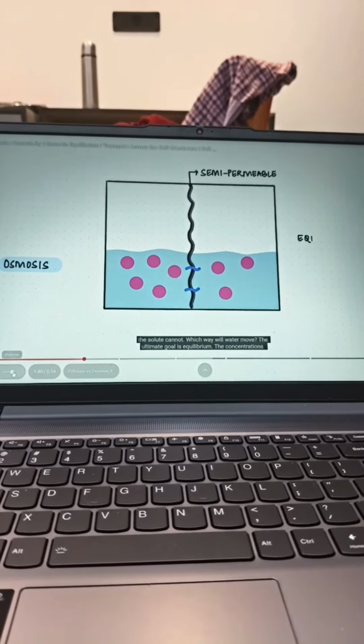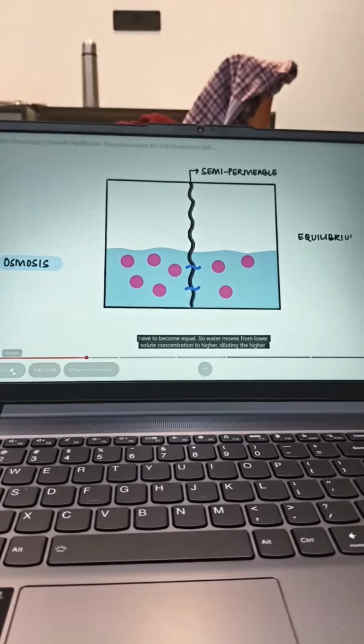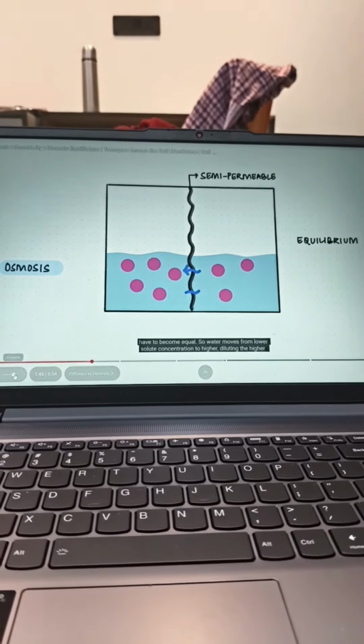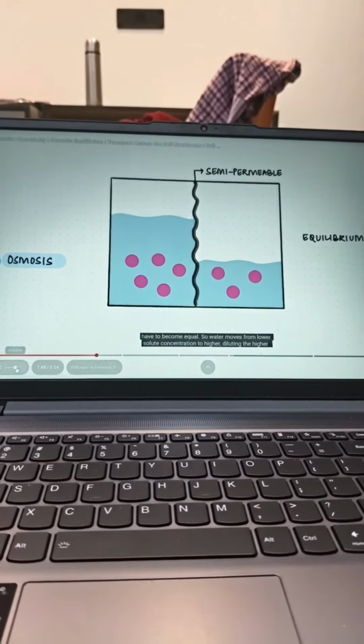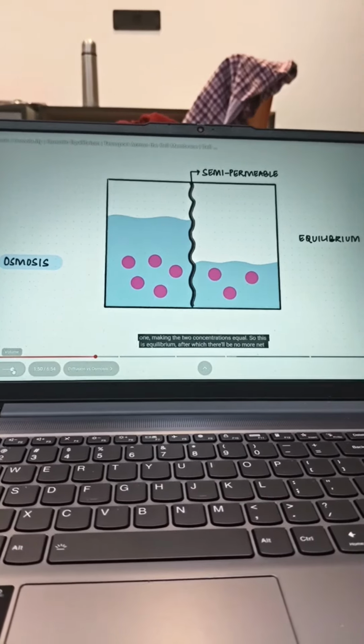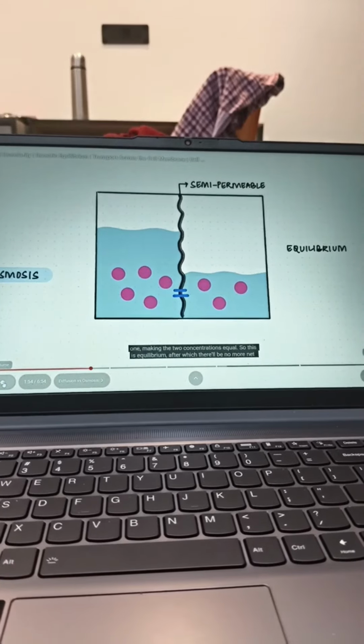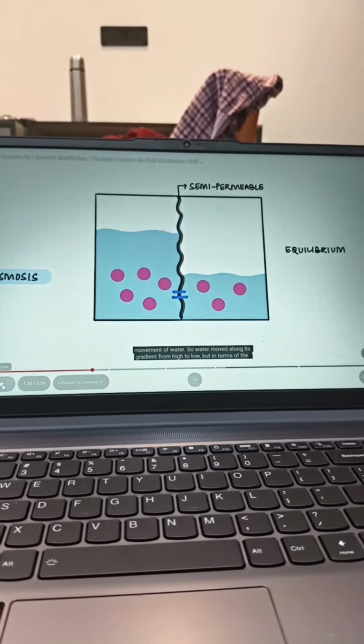The ultimate goal is equilibrium. The concentrations have to become equal. So water moves from lower solute concentration to higher, diluting the higher one, making the two concentrations equal. So this is equilibrium, after which there will be no more net movement of water.